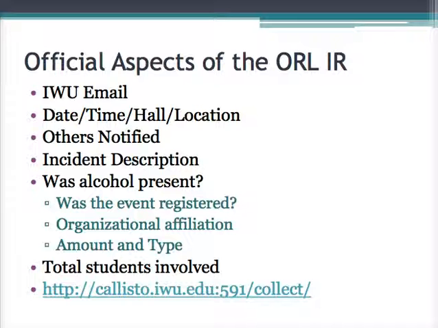All right, so in order to effectively complete an IR, you're going to have to go through the official aspects of the Office of Residential Life's process. So what you're going to do is include an IWU email address for every student in the room, regardless of if they were a part of the incident or not. We want to know who was there, who saw it, for follow-up purposes. We also need that important date, time. The hall is always nice, as well as which room. You know, there's lots of Janes all throughout the building. We want to know which Jane we're talking about there.